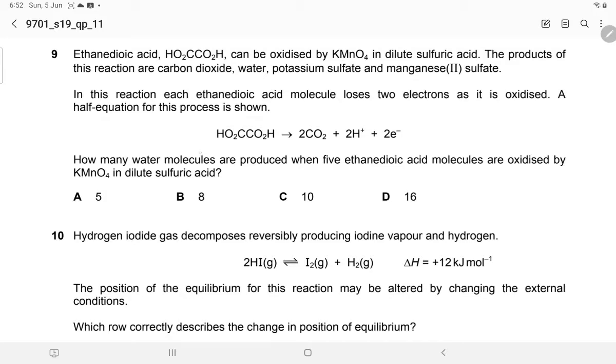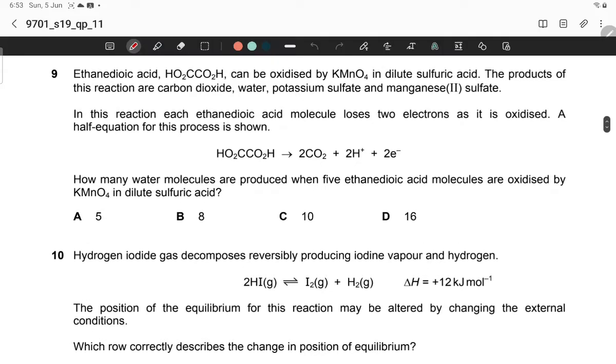You know that the electrons are lost by the ethanedioic acid, so it means this reaction is oxidation. So let's find out the reduction reaction. We have to find out the number of water molecules produced when 5 ethanedioic acid molecules are oxidized by KMnO4.